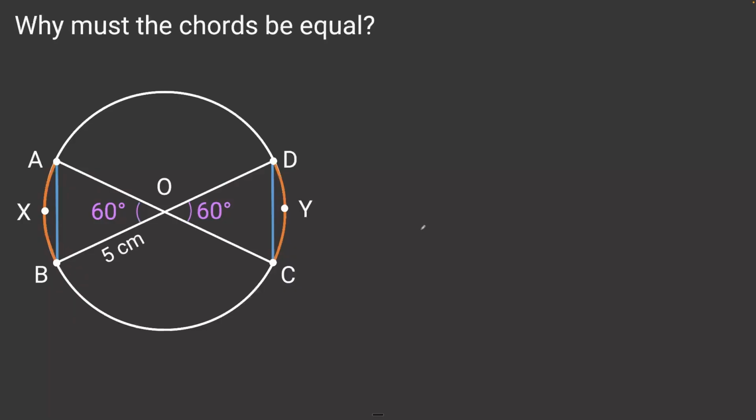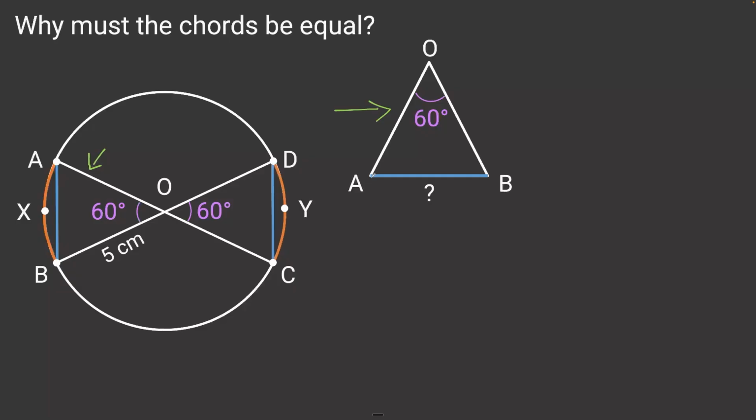Now let's see why the sizes of the chords must be equal. There's no way they cannot be. If you take out this triangle, this is how it would look. So we have triangle AOB, and this is what we're looking for. We know that AO is 5 centimeters, right? It's the radius. And we also know that OB is also 5 centimeters.